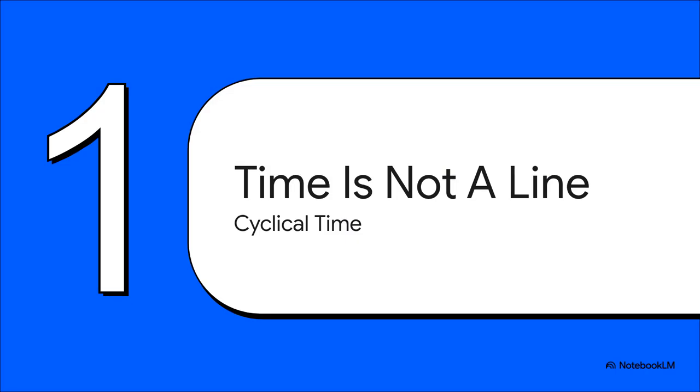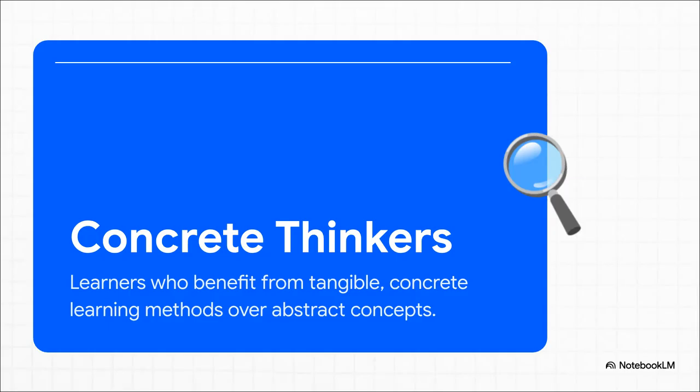All right, let's get into part one. Time is not a line, cyclical time. To rethink time, we first really need to understand who we're talking about here. We're talking about concrete thinkers. These are learners, often young children or neurodivergent folks who rely almost entirely on their senses. They need to touch things, hold them, observe them in real life. To them, a linear progression of time, which is completely invisible, lacks the physical grounding they desperately need to actually make sense of the world around them.